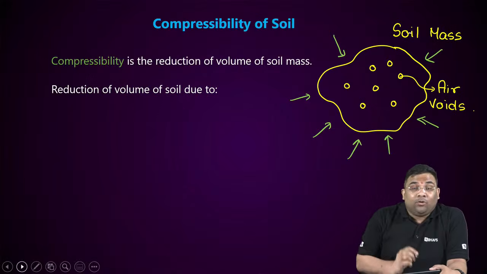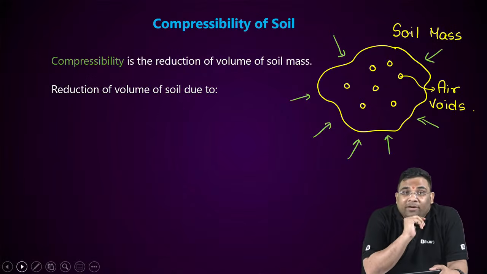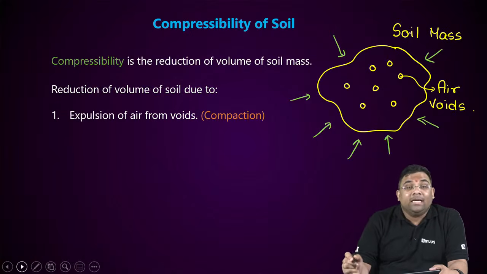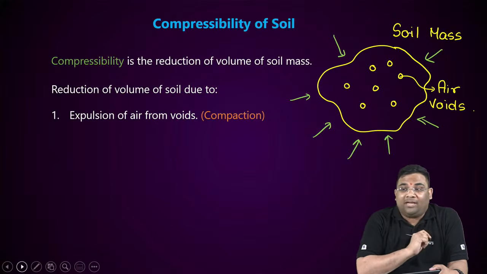So as I told, there are 3 reasons for volume reduction of soil. The first reason is the expulsion of air from voids, and I call that compaction.